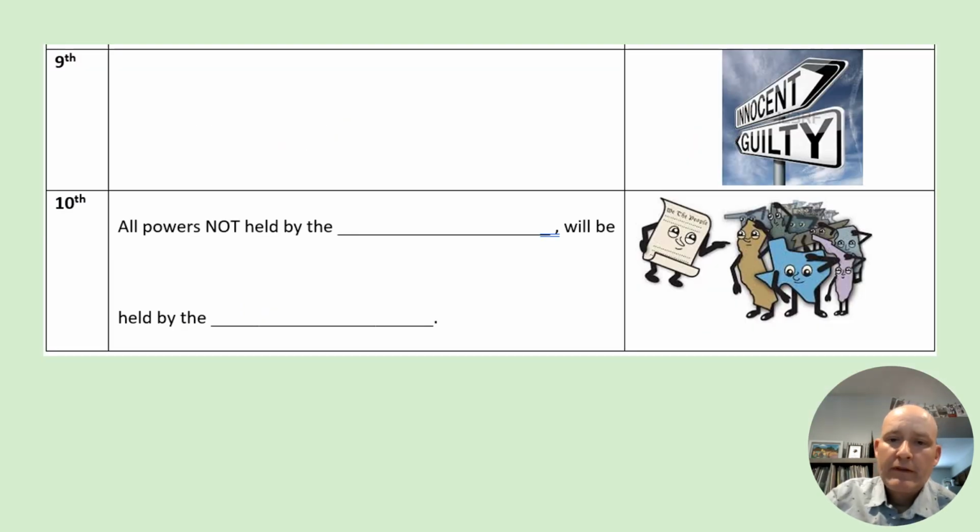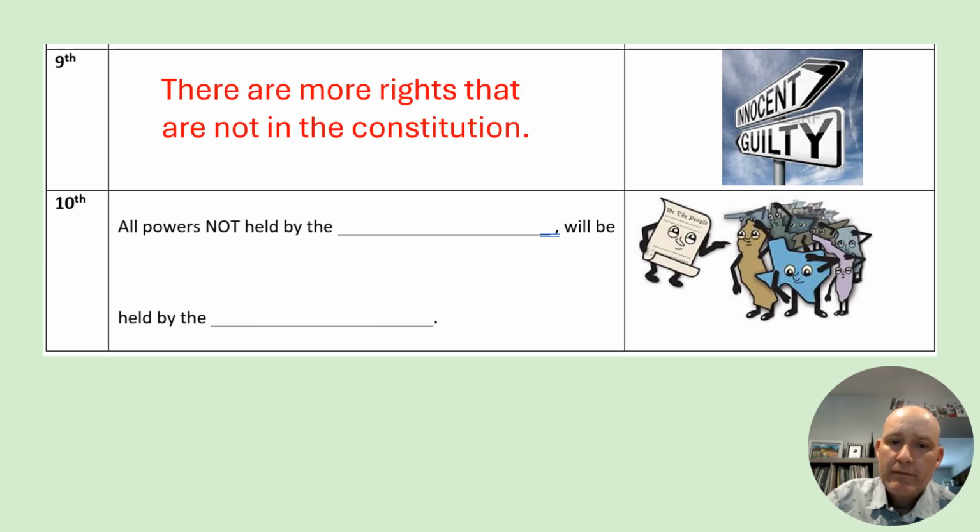So, the Ninth Amendment basically says there are more rights that are not in the Constitution. So it doesn't just say the government can do this to you and that it doesn't matter because it's not in the Constitution. That's not true. There's more rights than are just in the Constitution.